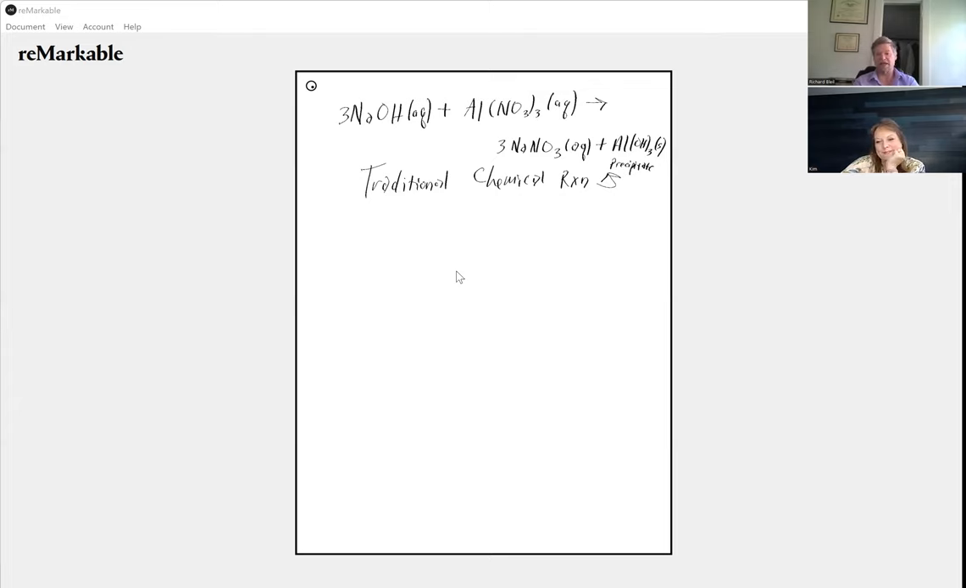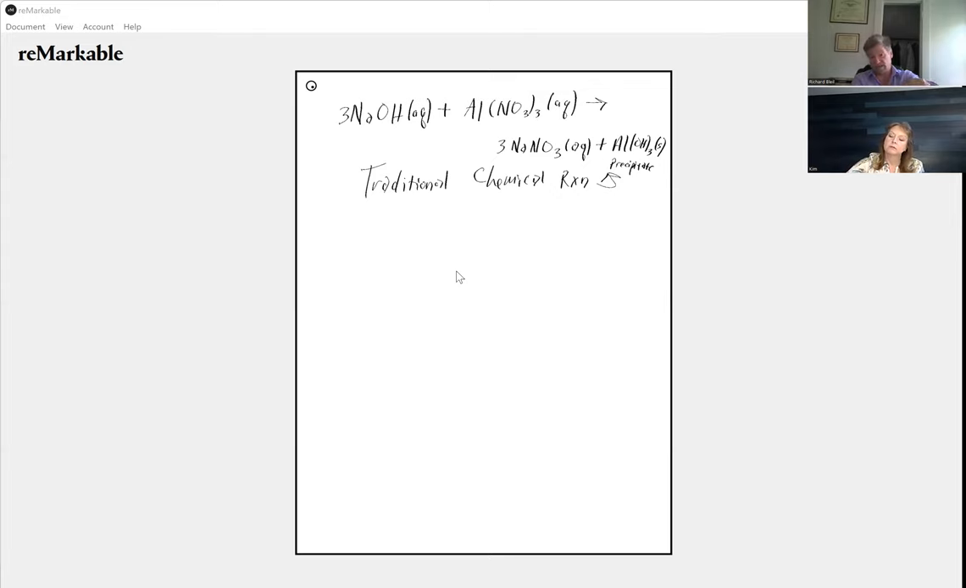Now, an electrolyte, as you recall, dissociates in water into ions. Ionic compounds are held together by electrostatic charges. So when they are in water, they will dissociate. So you have your cations and your anions. It's the cations and anions in water that will conduct electricity, which is where the term electrolyte comes from.